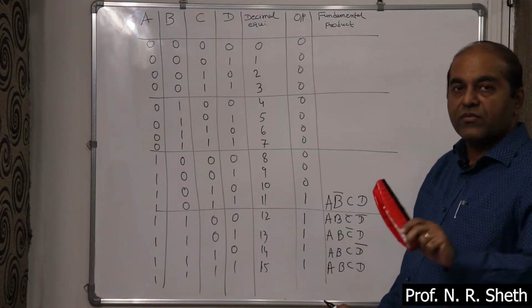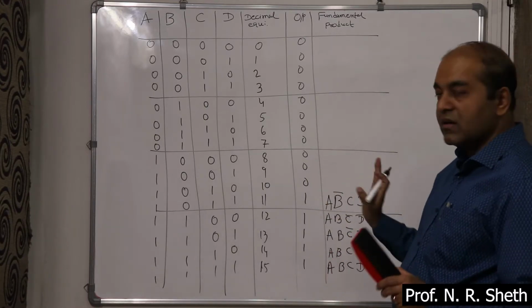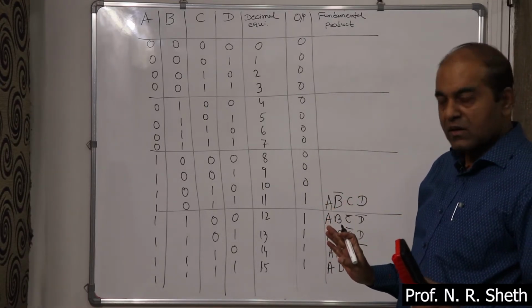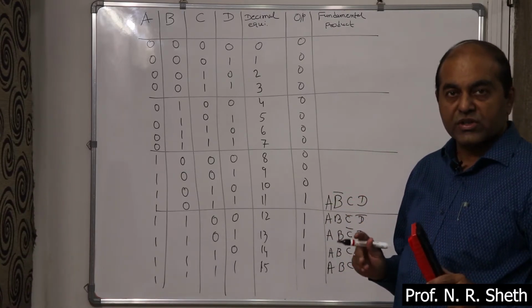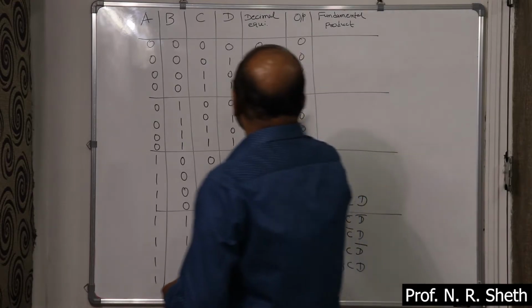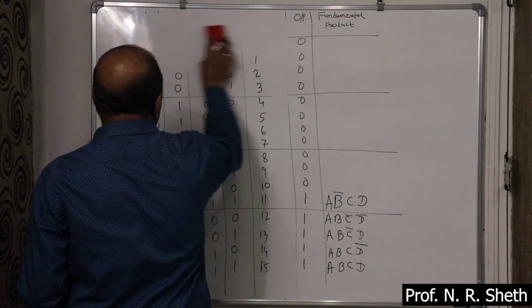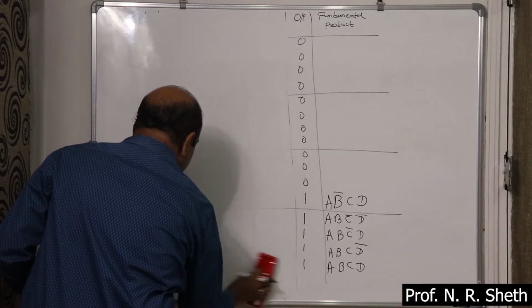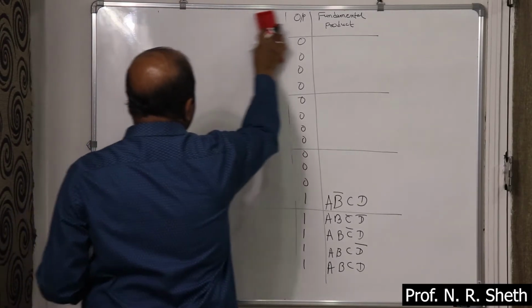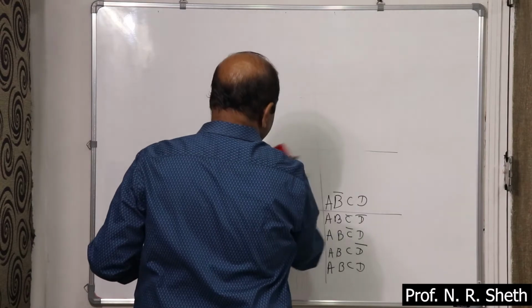No need to find the fundamental product where the outputs are not high. Clear? So this is your truth table. Now your actual K-map.